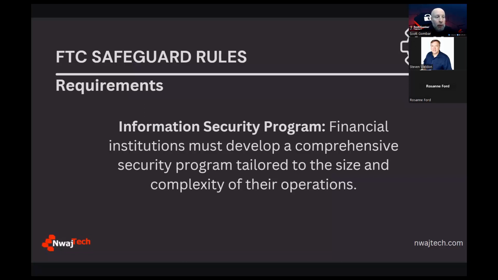Financial institutions must develop a comprehensive security program tailored to the size and complexity of their operations. Now, you might think, if I'm a one-person tax preparer, then I don't care. Well, that's not true. First of all, the IRS has already told you what you need to have in place. It's very similar to the FTC Safeguard Rules, but things like two-factor authentication, multi-factor authentication need to be in place. Encryption on all your devices needs to be there. Encryption in transit needs to be there.